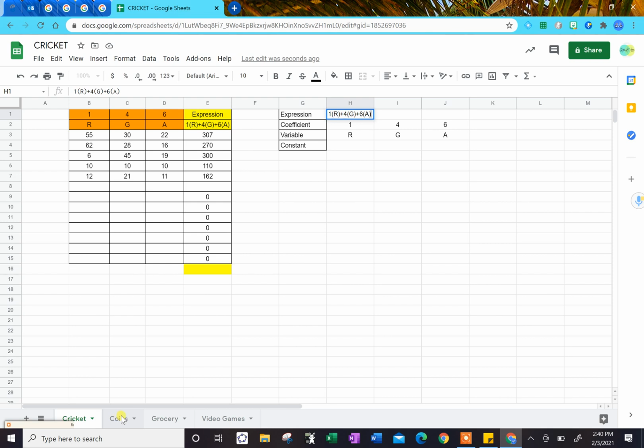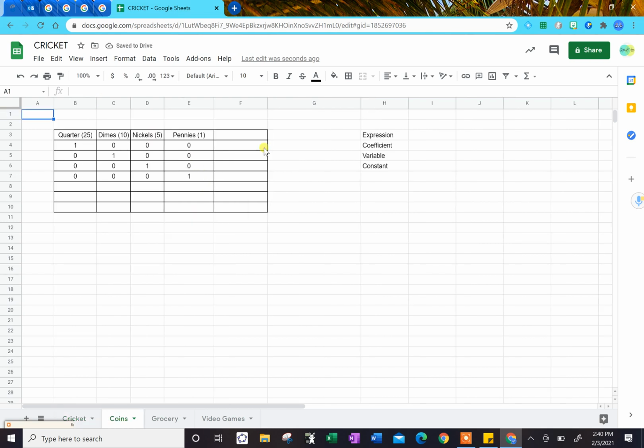What if we had coins? Well, quarters are worth 25 cents. Dimes are always worth 10 cents. Nickels are always worth 5 cents, and pennies are worth 1 cent. So our variables are going to be how many quarters do we have? How many dimes do we have? How many nickels do we have? How many pennies do we have?